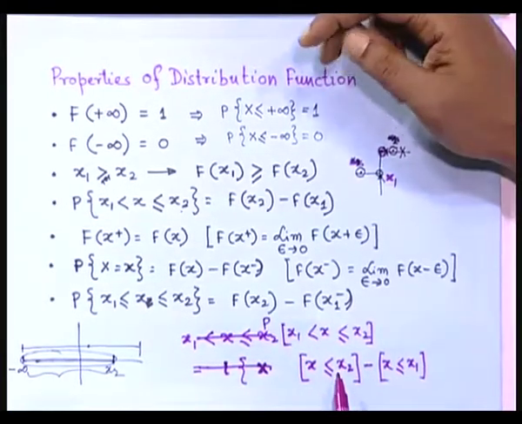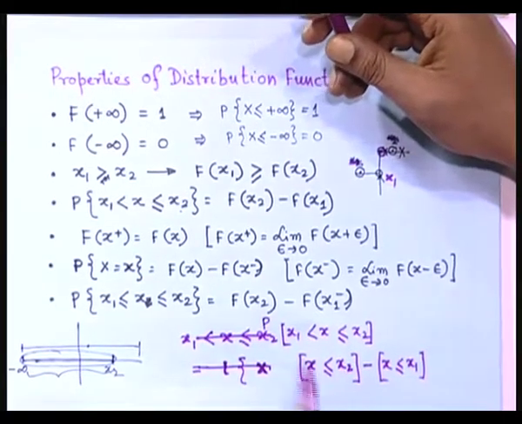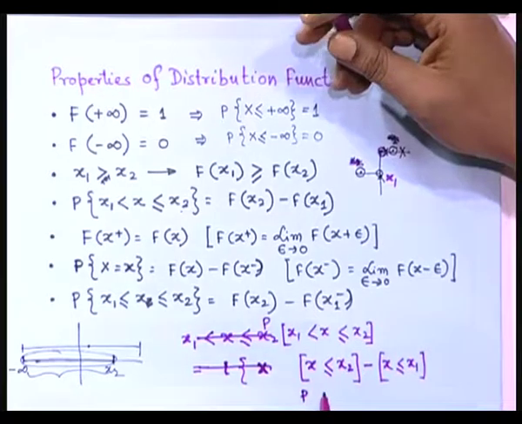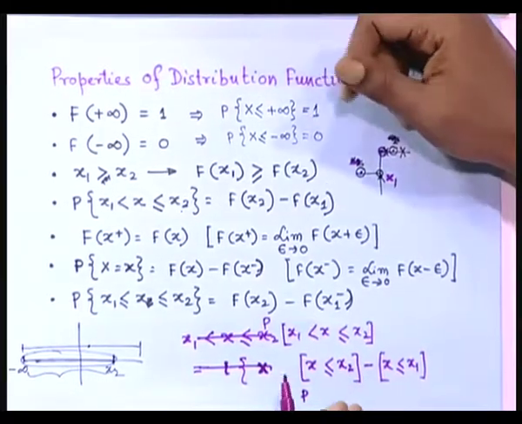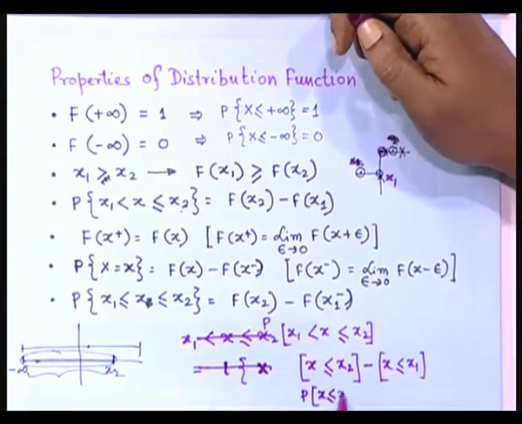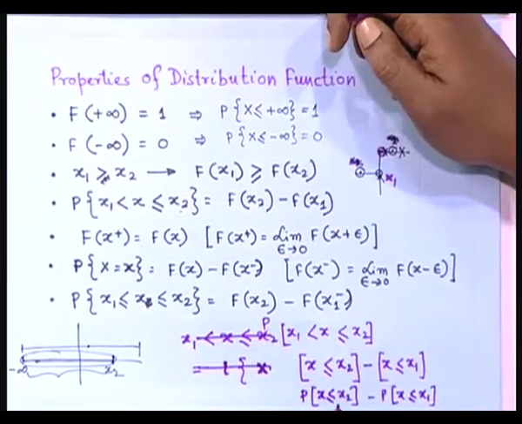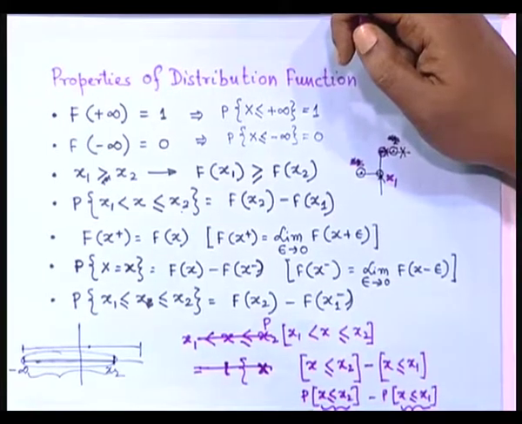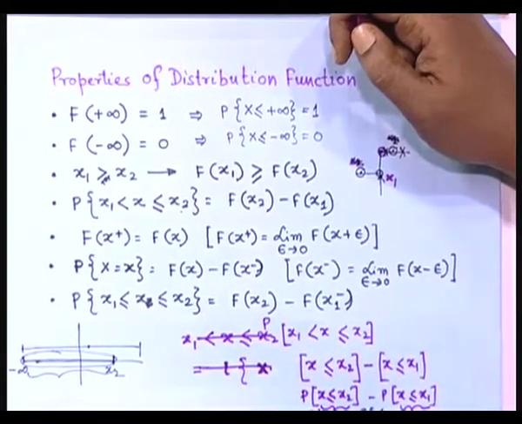Now these are not disjoint sets, but this is the probability, okay. So this is exactly the probability of a set subtraction. So for set union they have to be disjoint, but for set subtraction they need not be. So this is simply, because this is some outcomes, this is some outcomes, so you have to subtract. So this becomes f of x2 minus f of x1.